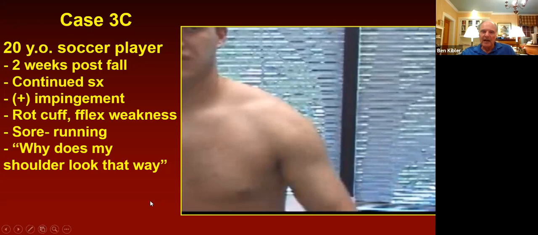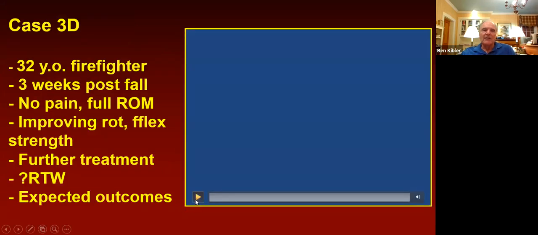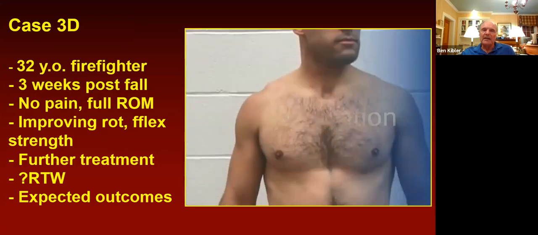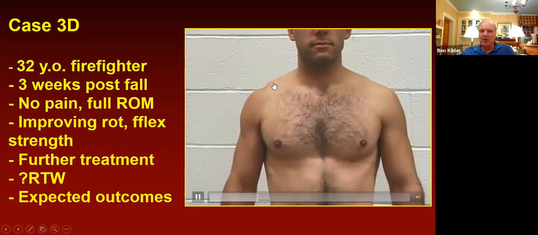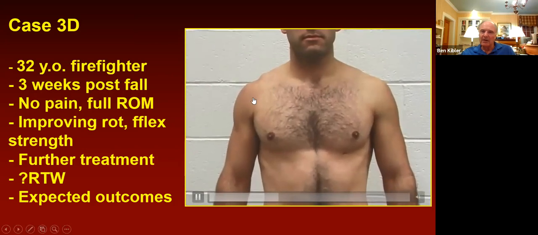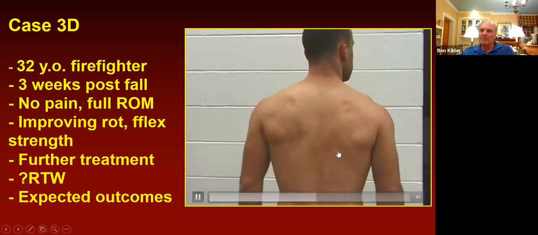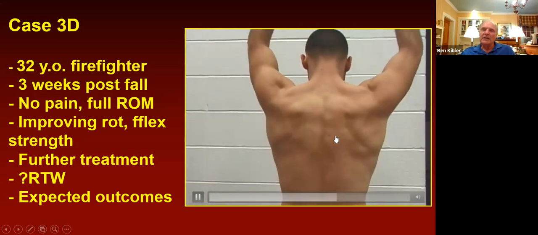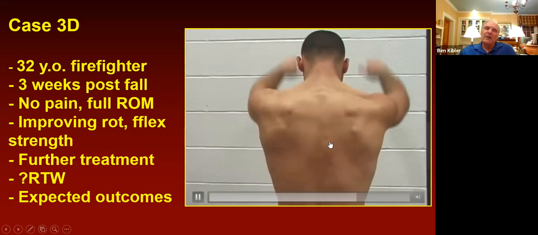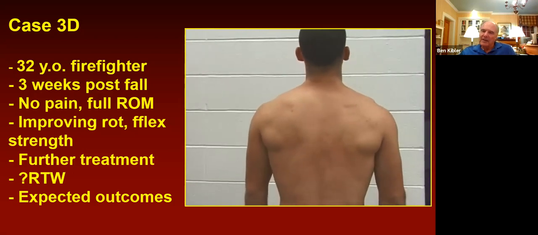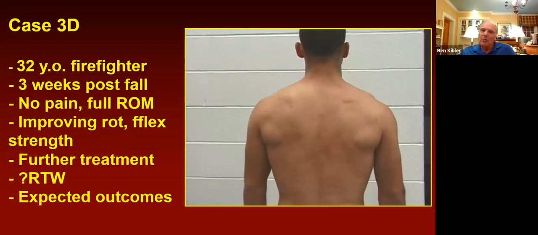Now, let me show the other guy here. This is a firefighter. He's 3 weeks post-fall. He has no pain. He's got this step-off right here. Now, it's not as bad as the other one, but it's a step-off. But look at his scapula now. This guy says, I want to go back to work as a firefighter. And he has no dyskinesis, which means that basically he's probably got his conoid still intact and his trapezoid, and his ACs are bad. This guy went ahead and did normal work. I saw him 11 years later because he hurt his other shoulder, and this scapula is still in good shape.